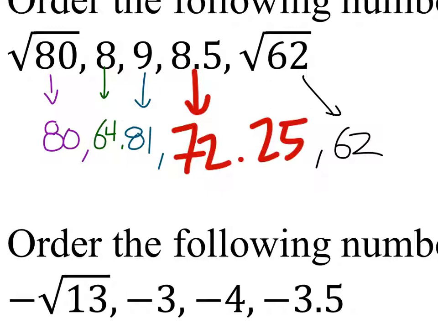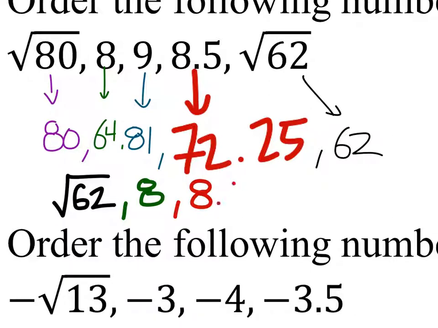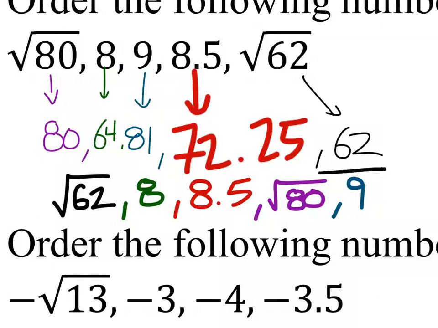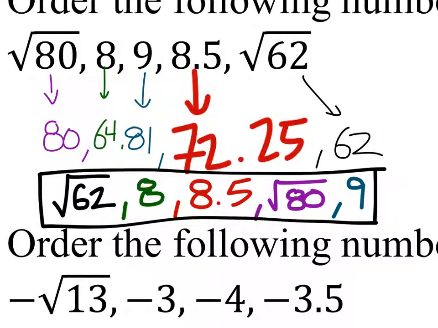Based on this list, the smallest value that we have is 62, which came from the square root of 62. The next smallest one was 64, which came from the 8. The next smallest was 72.25, which came from 8.5. The next smallest came from the square root of 80, which gave us 80. Finally, the greatest in this list would be 81, which came from the square root of 81. So this would be the list from least to greatest.